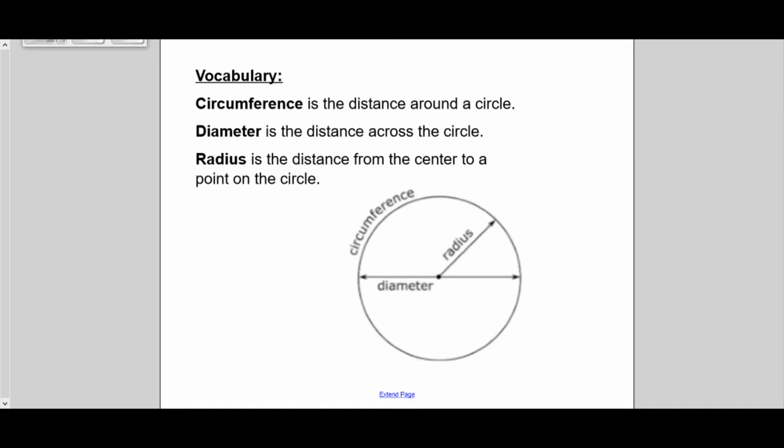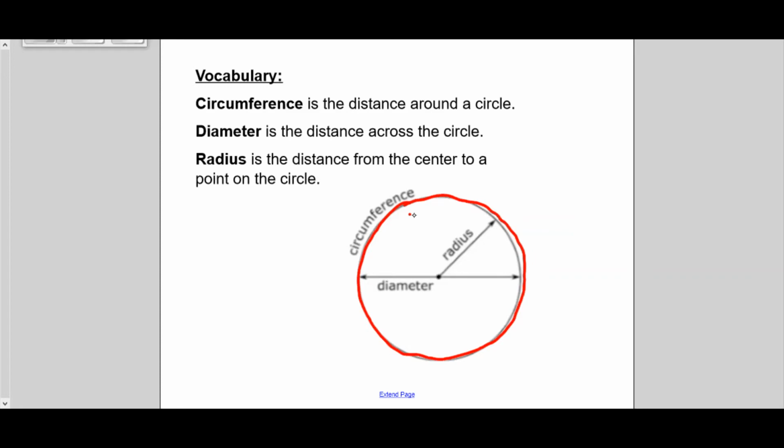So the first vocabulary term here is circumference. The circumference is the distance around a circle. So in the diagram I have below, the circumference would be this red circle that I'm tracing here. This would be the circumference of the circle. Sort of think of that as what makes the circle a circle. It's the line along the outside of the circle.